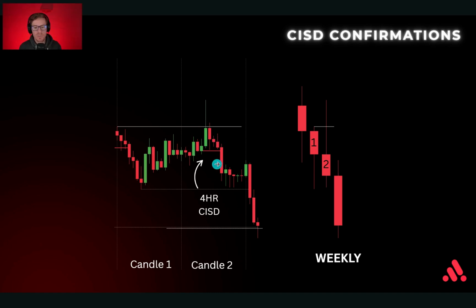As soon as price breaks below the CISD, it's showing us this change in state of delivery, and it confirms for us that this is the best time to look for and enter a short position.